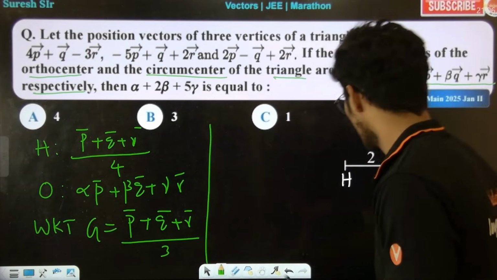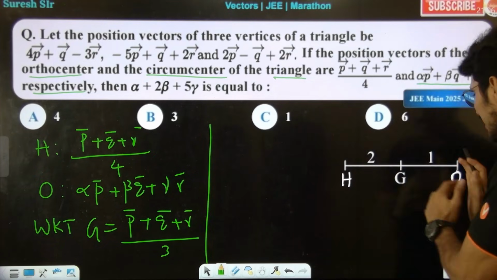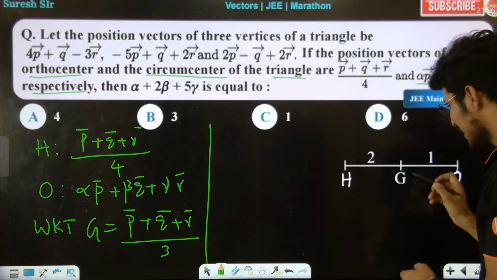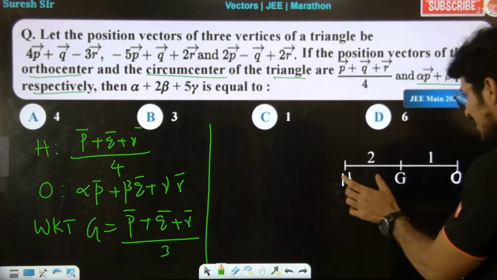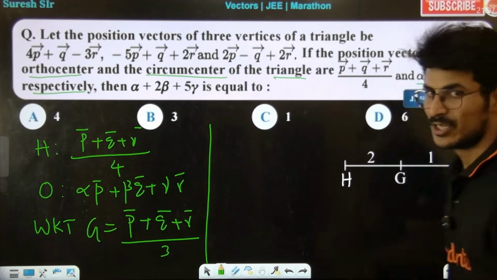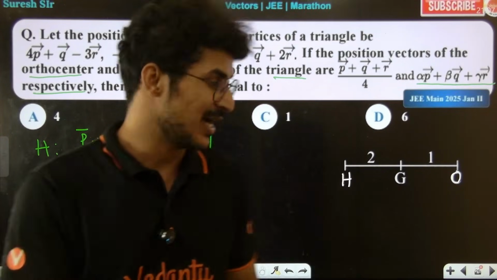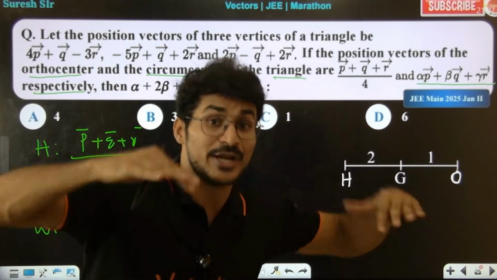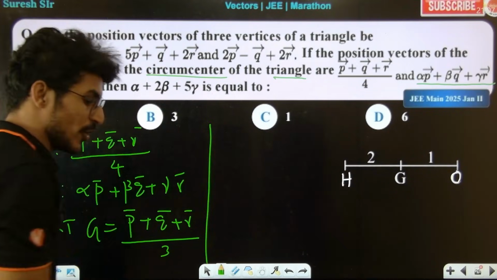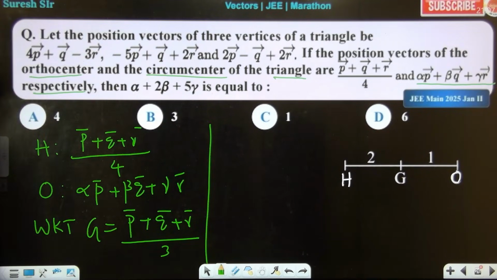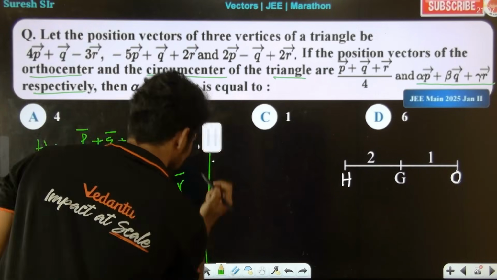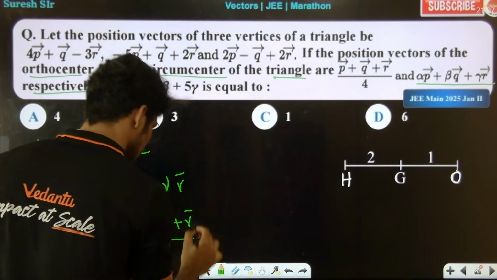Now tell me here, who is dividing HO in the 2:1 ratio? The centroid. The centroid divides the line segment HO in the 2:1 ratio. So the centroid is equal to what? Let me write like this.